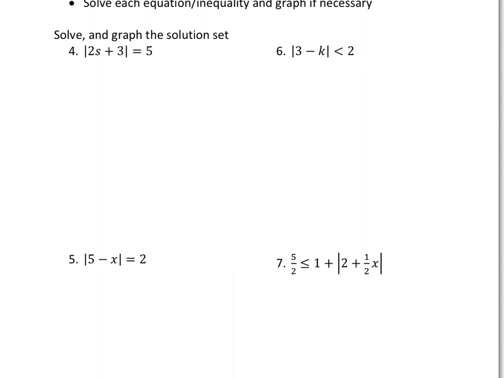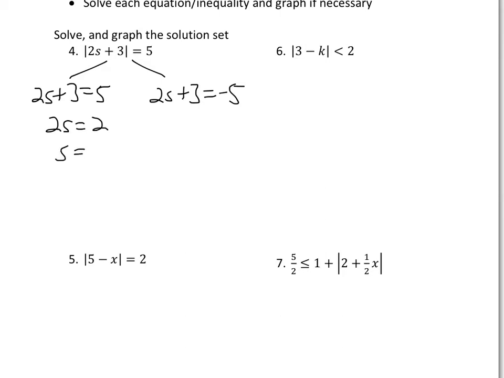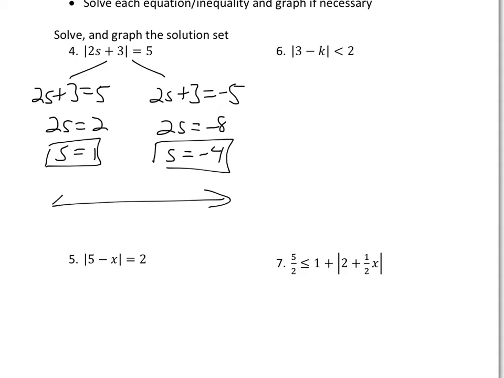So this first one, the absolute value is already by itself, so we can just split it right away. Write the first one the exact way it is, just without the absolute values. The second one is the same thing on the left side, but the opposite on the right side, so multiply by -1. Solve both. 2s equals 2, s equals 1, 2s equals -8, s equals -4. So there's two answers to this, s equals 1 or s equals -4. If you had to graph this, you'd have 1, you'd have -4, fill that one in, fill that one in, and that's it.